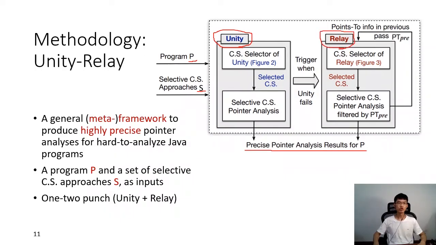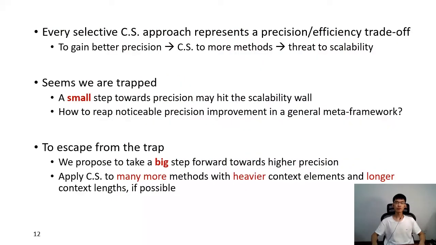Now I will introduce Unity and Relay respectively. Recall that every selective CS approach represents a precision and efficiency trade-off, and pursuing better precision may cause a scalability issue. Now it seems that we are trapped. A small step towards precision may hit a scalability wall. In this situation, how do we reap noticeable precision improvement in a general meta framework?